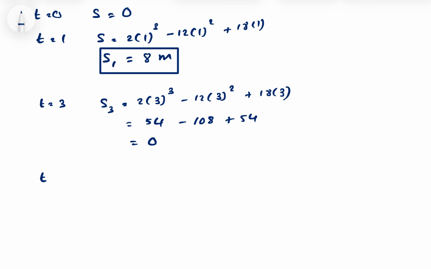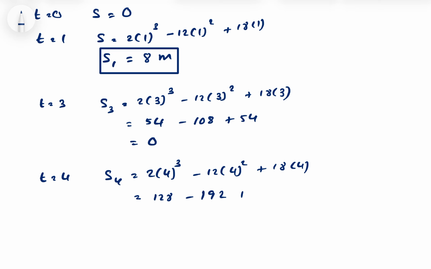Also, when t equals 4, let's find that value. 2 times 4 cubed, minus 12 times 4 squared, plus 18 times 4. So this should be 128, and 12 into 4 squared is 192, plus 72. So 128 minus 192 plus 72 gives you once again 8 meters.